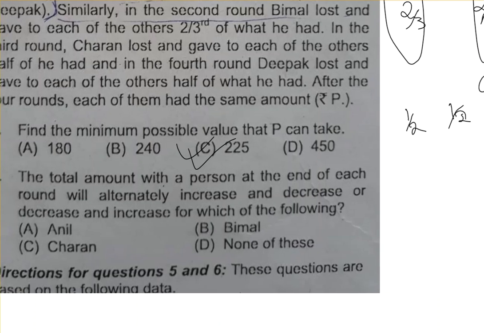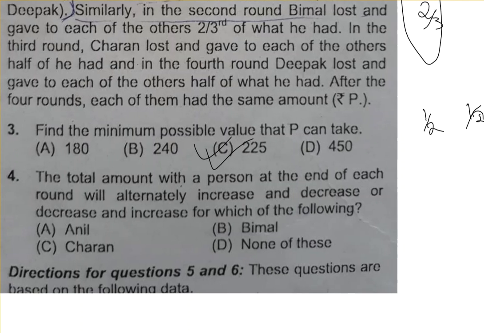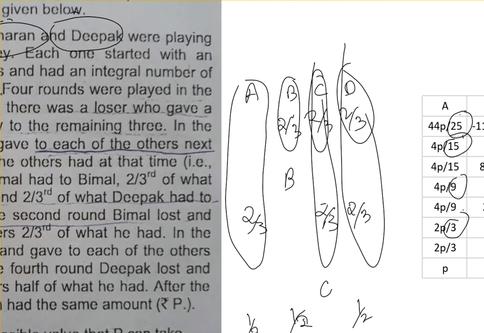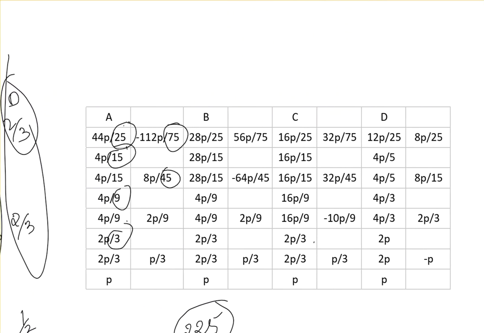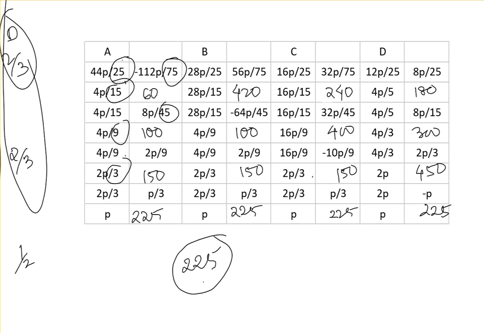Now the total amount which a person has at the end of each round will alternately increase and decrease, or decrease and increase, for which of the following? So just put some value of P, say 225 itself. When you put the value, you get all these values, total amount after each round. When I put the value of P to be 225, we get these values in the end.